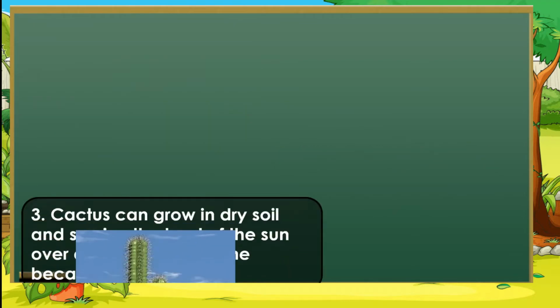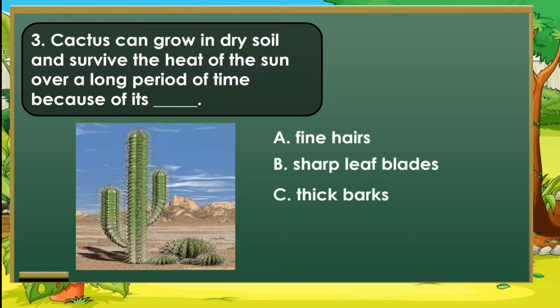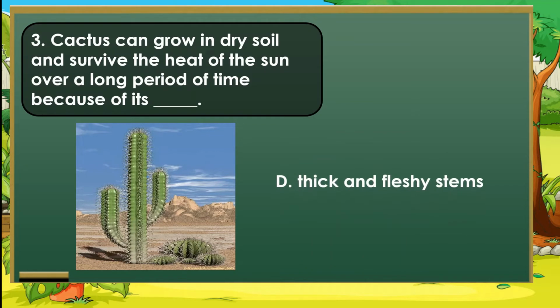Number 3. Cactus can grow in dry soil and survive the heat of the sun over a long period of time because of its blank. A. Fine hairs. B. Sharp leaf blades. C. Thick barks. And D. Thick and fleshy stems. The answer is D. Thick and fleshy stems.